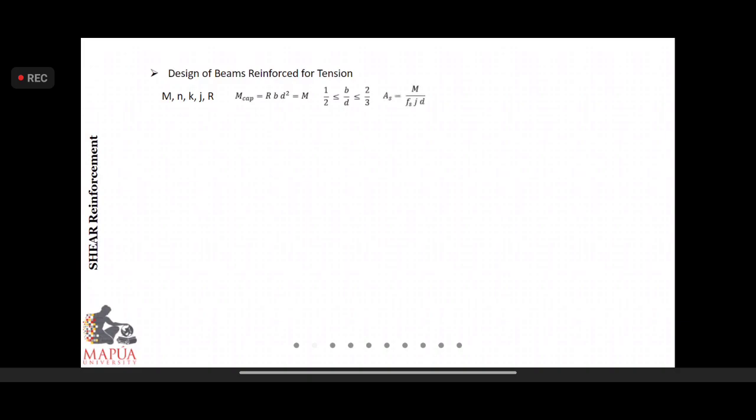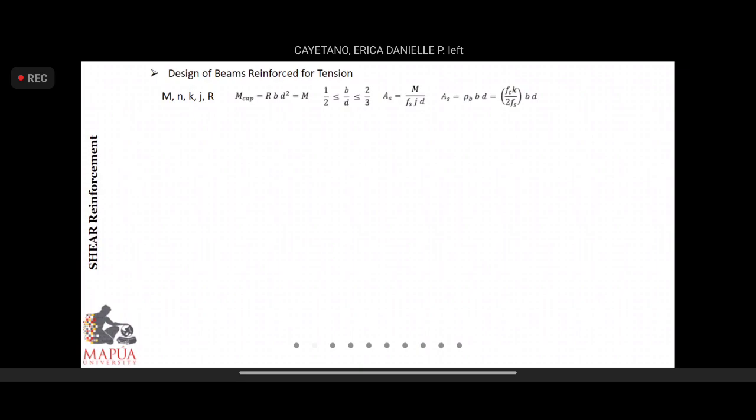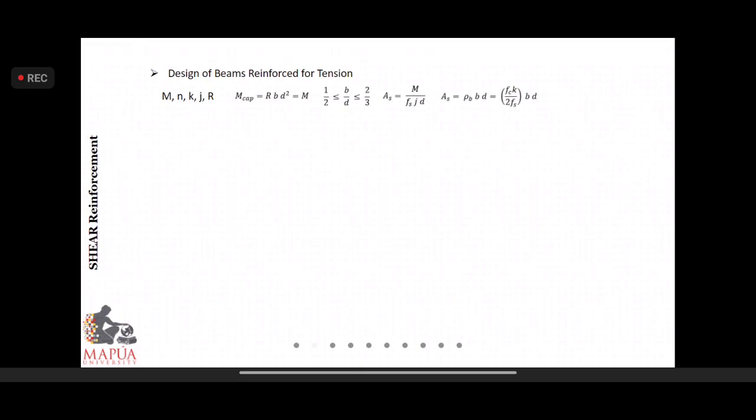Then after that, we compute for the tensile reinforcement, set as As, which is equal to M over fs j d. This will be further computed by the idea of considering the balanced steel ratio, rho sub b, and then b d, by virtue of the allowable concrete compressive strength, which will be fc over 2 fs, b d.